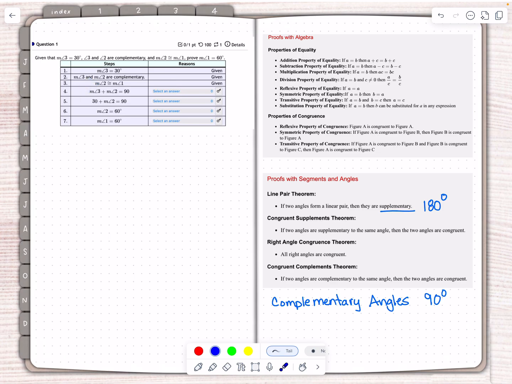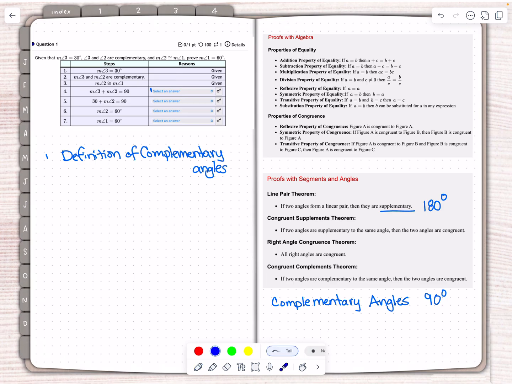So now let's go ahead and define these reasons. We already saw that the measure of angles 2 and 3 are complementary. That means that they add up to 90 degrees. So we're going to call that the definition of complementary angles. So right here, I'm going to write definition of complementary angles.